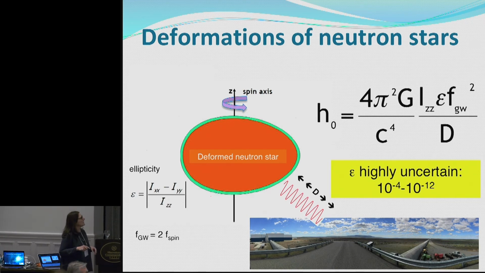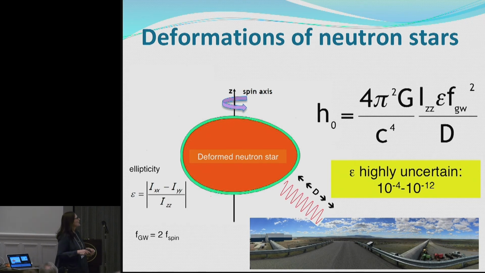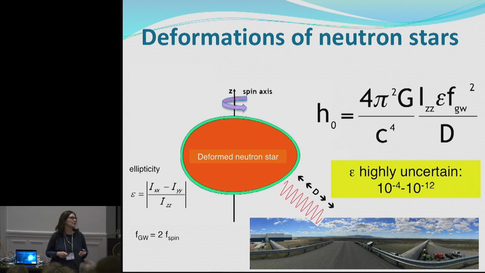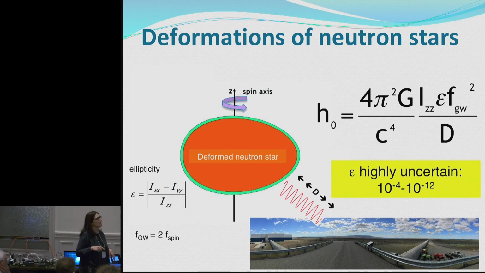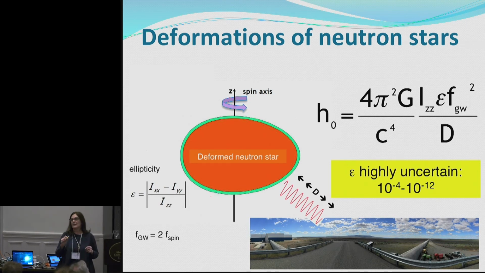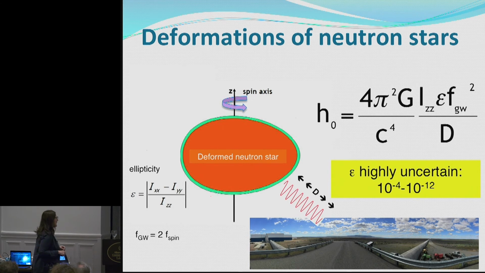Okay? And this is typically described by this quantity here, the ellipticity. And then the intrinsic gravitational wave amplitude that arrives at a distance d from the object is directly proportional to this ellipticity, to this deformation, and also scales with the square of the gravitational wave frequency. In this particular case, also, the gravitational wave frequency is expected to be twice the rotation frequency of the star.